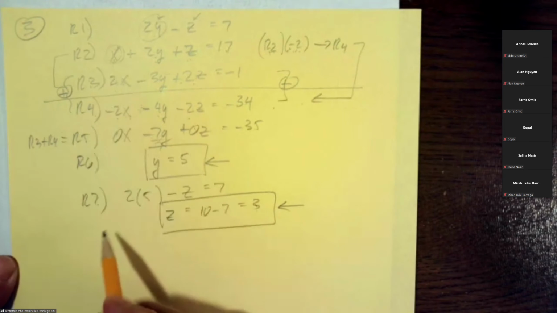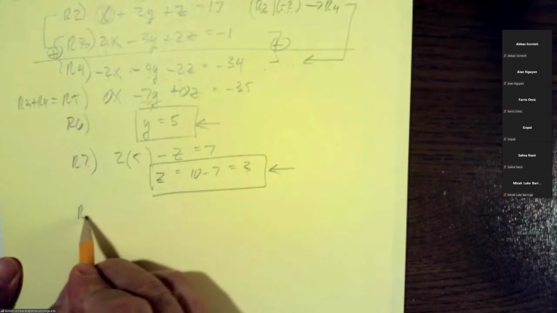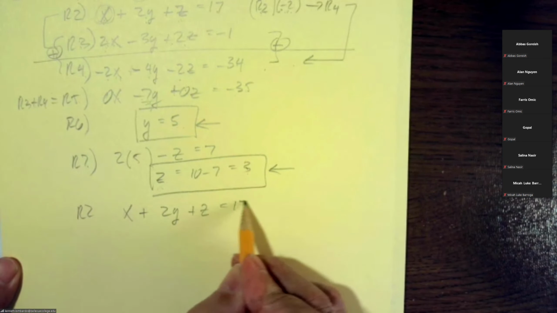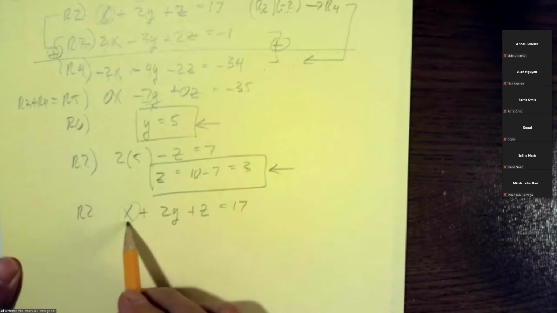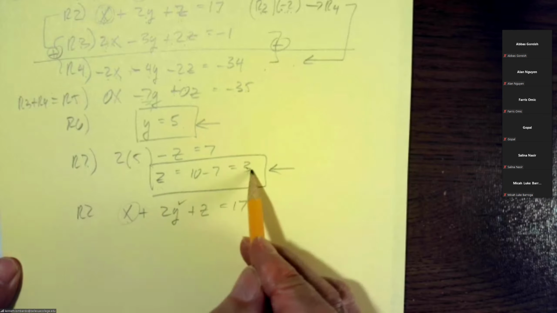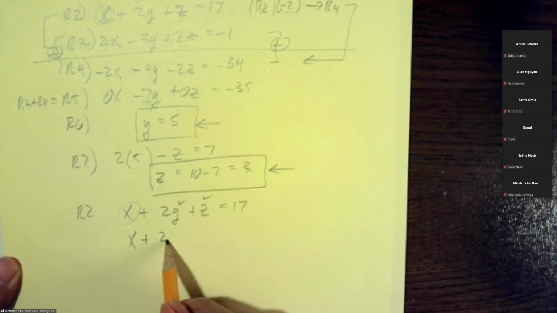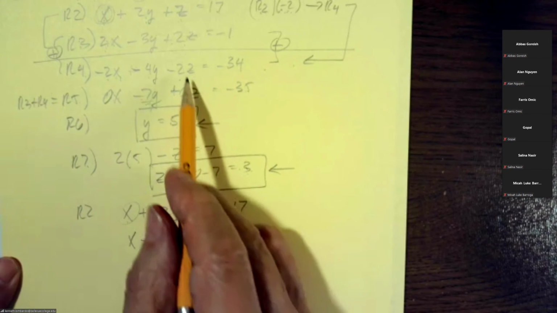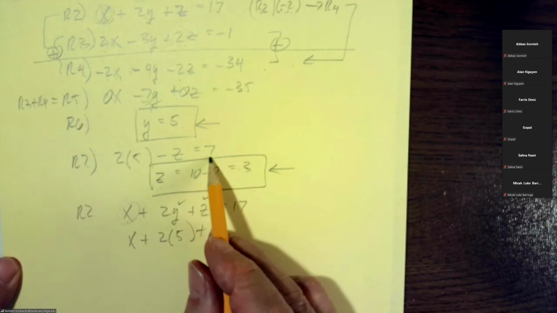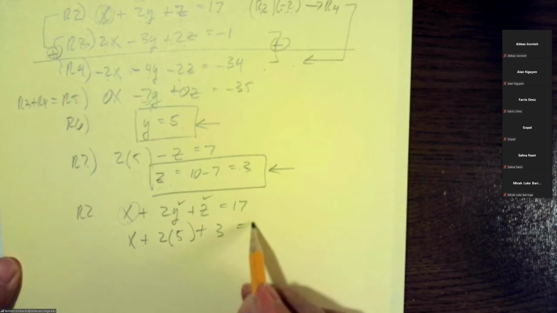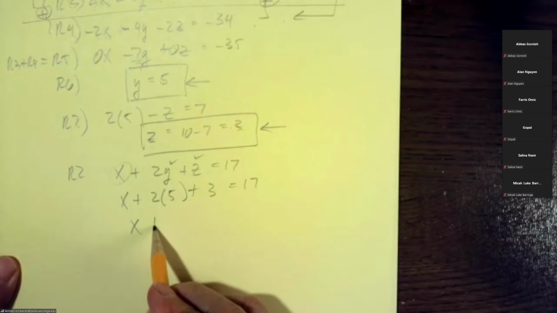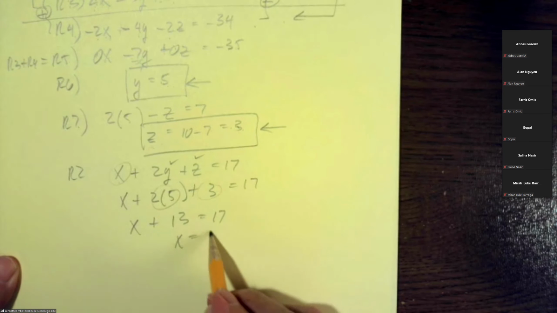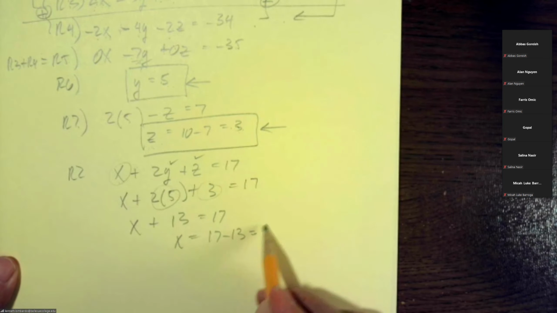So equation 2 I could use. Remember equation 2, which is row 2 up here, looks like x plus 2y plus z equals 17. We're going to solve for x. I have y and I have z. So x plus 2 times y, which is 5, plus z, and I just have 1z, which is 3, equals 17. x plus, this is 10 and that's 3, that's 13, equals 17, or x equals 17 minus 13, which is just going to be 4.